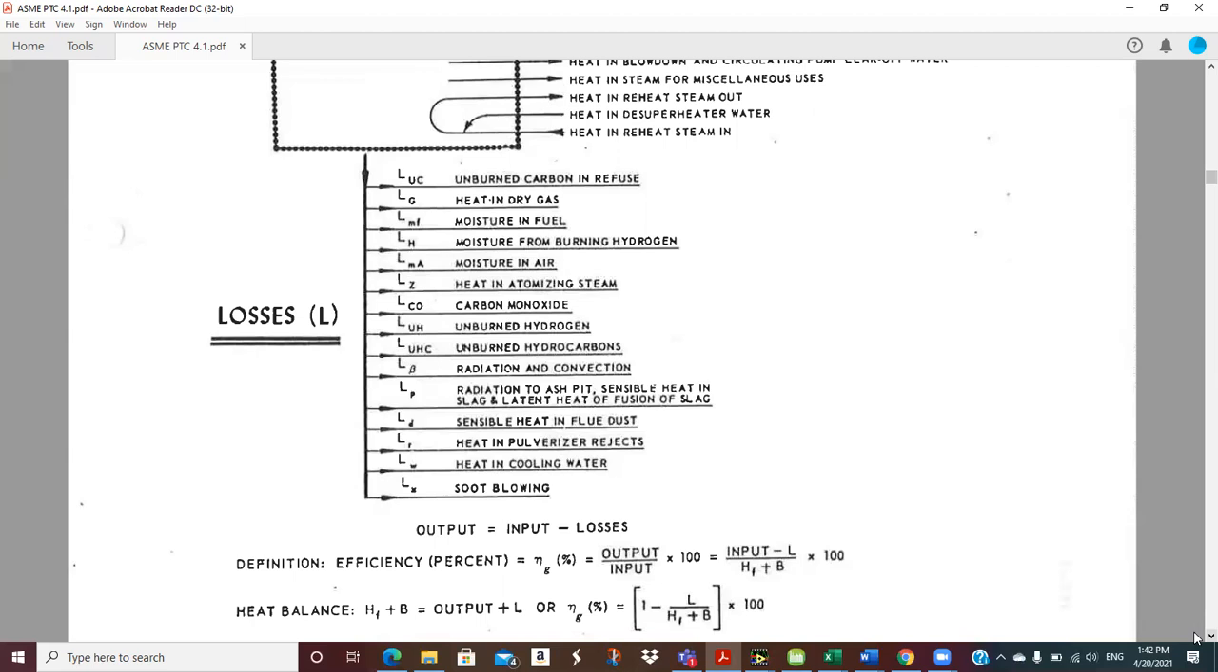Heat in dry gas, so that would be the dry flue gas. And say they're going to calculate the moisture losses separate from the dry flue gas losses. So that's heat in dry gas. So that flue gas is leaving that envelope pretty warm, and it's taking energy with it.